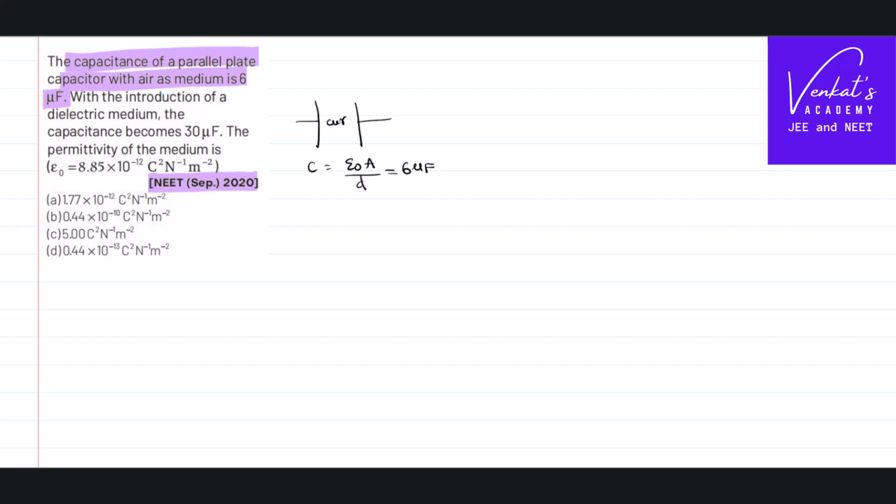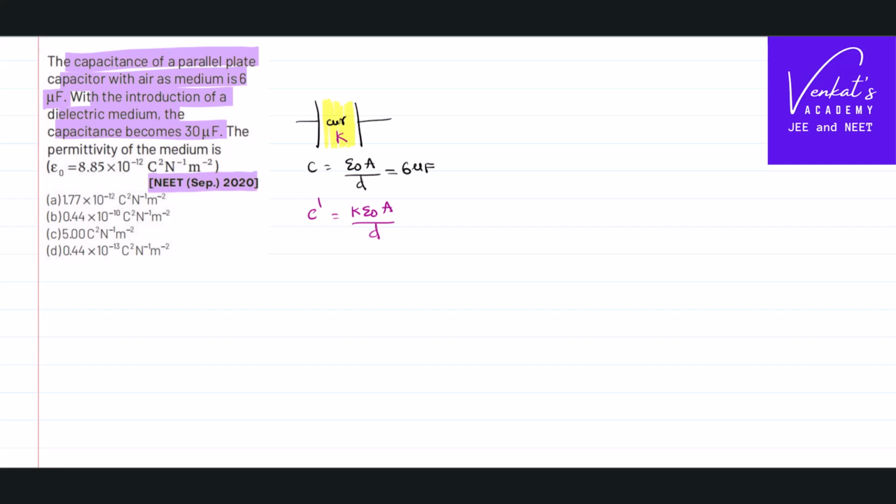With the introduction of a dielectric medium, the capacitance became 30 microfarad. What he is saying is, between these two plates, a dielectric medium is introduced with a dielectric constant K. Then C dash becomes K epsilon naught A by D. How does it come? It's not air actually, it is another medium.